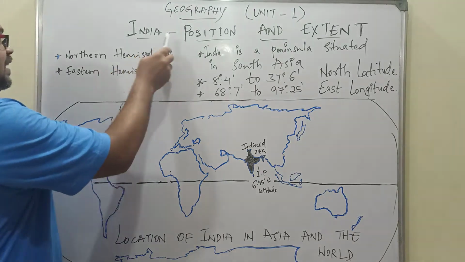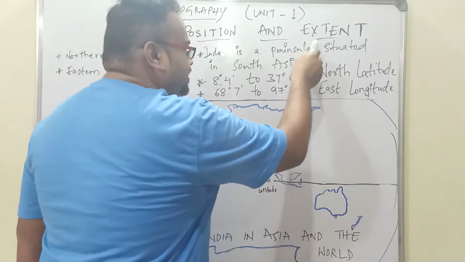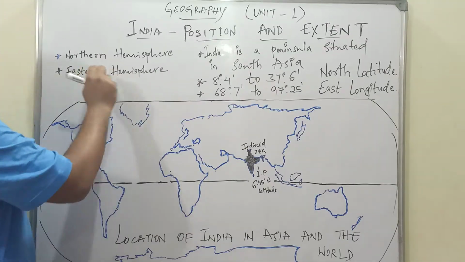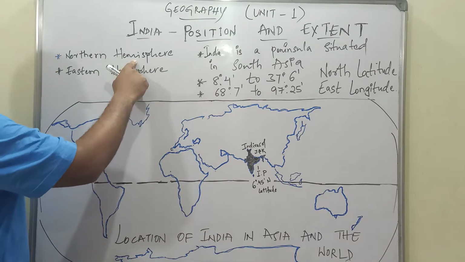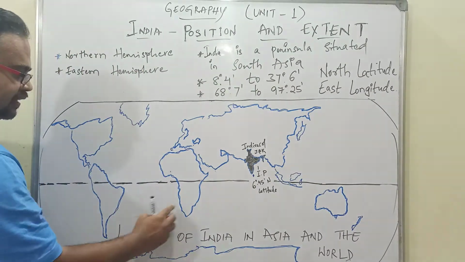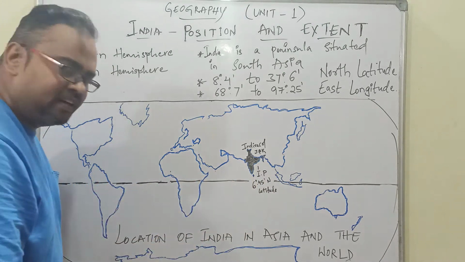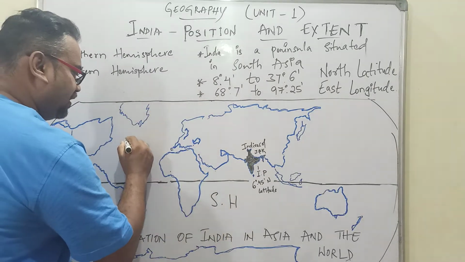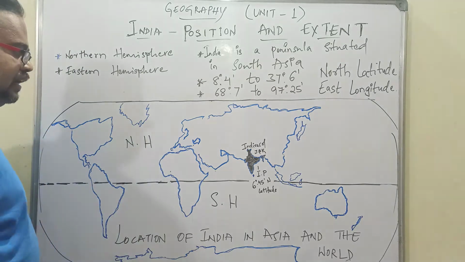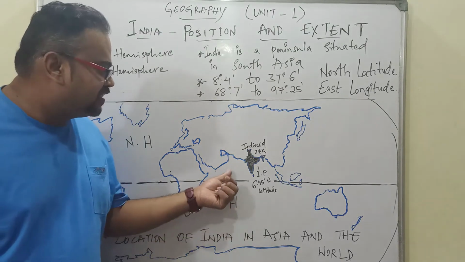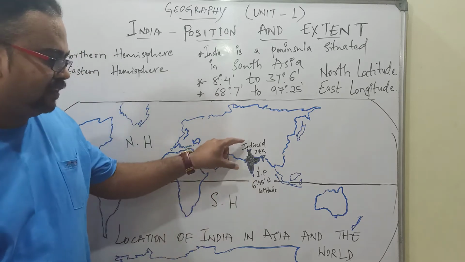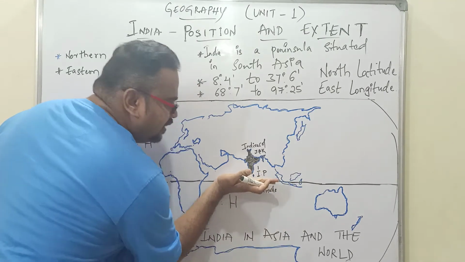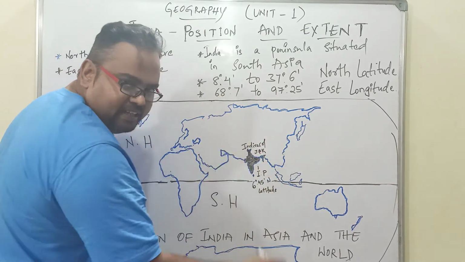Now here we are going to study the position and the extent. Where exactly does India come? It says that India comes in the northern hemisphere. You see here, below the line is the southern hemisphere, and above the line is the northern hemisphere. So the position of India lies in the northern hemisphere, above this line. Clear? Above this line, so it is in the northern hemisphere.